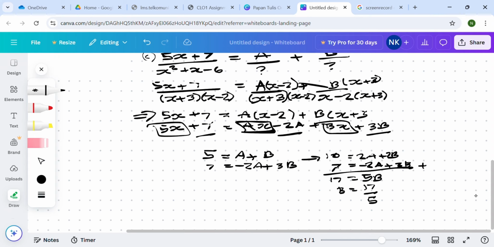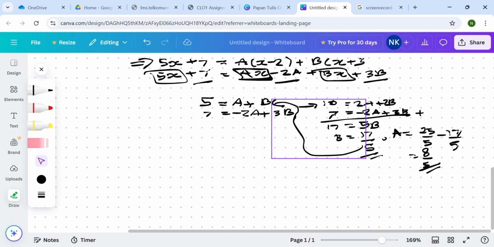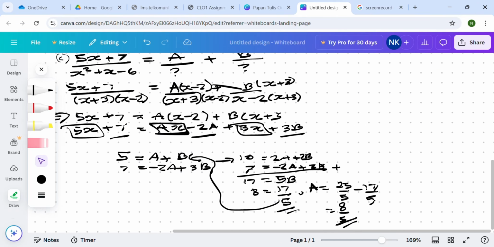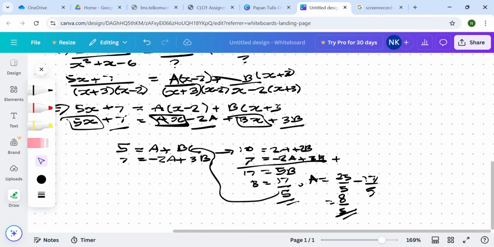If you put the value for b into this part, we should get a equals 25 over 5, because 25 over 5 is equal to 5, minus 17 over 5, right? 17 over 5 represents the value of b. And then we get 8 over 5. That's it. This is the final value for a, and this is the final value for b. Because from this, we can finally integrate this, right? We get the value of a, we get the value of b.